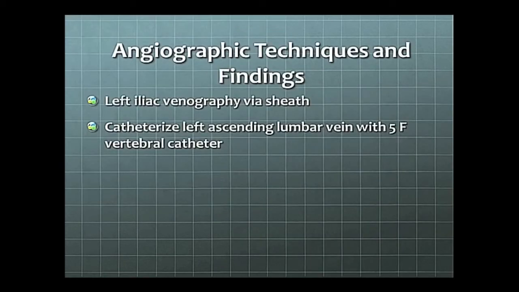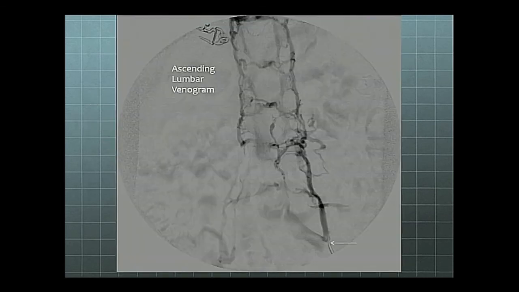Move on a little bit here. We're running out of time. Left iliac venography can be performed via the sheath. I don't have a lot to show you on that. I've not really done much with that. The ascending lumbar veins, I'll show you some examples of that. This is something you can get into with a vertebral catheter.